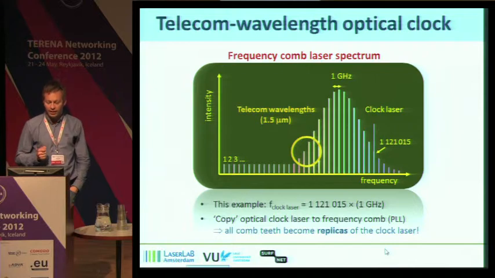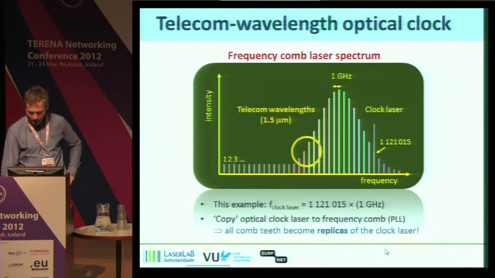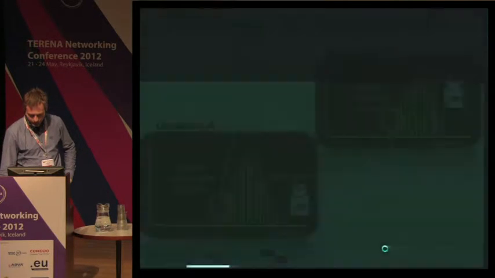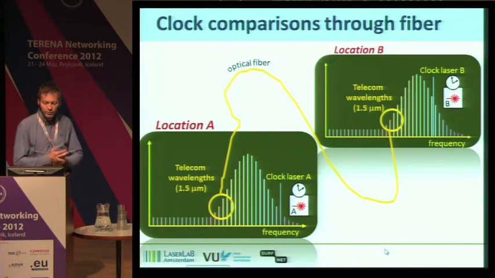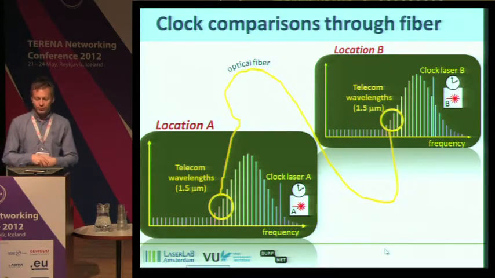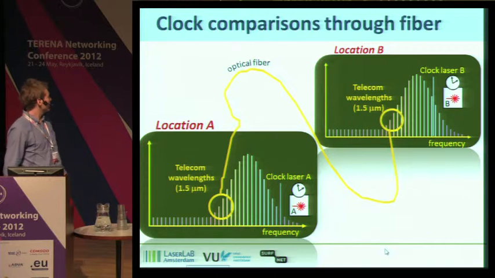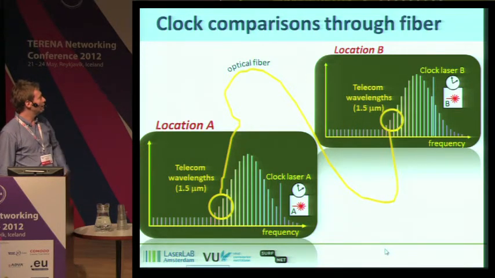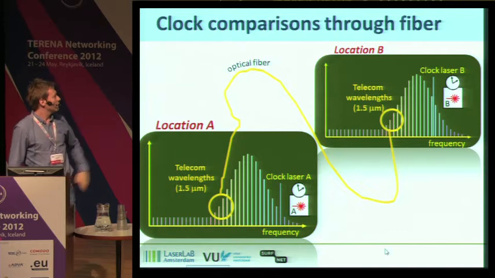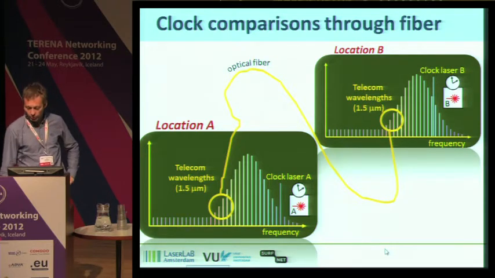So you can simply take those modes from your frequency comb, extract them and send those into an optical fiber to transmit to other locations. So you could think of a way to compare optical clocks in different places with an arrangement like this. Like I said, you send it into an optical fiber, you send it to a remote lab, and there you couple it out and you compare it with a second frequency comb laser that's referenced to your second optical clock.